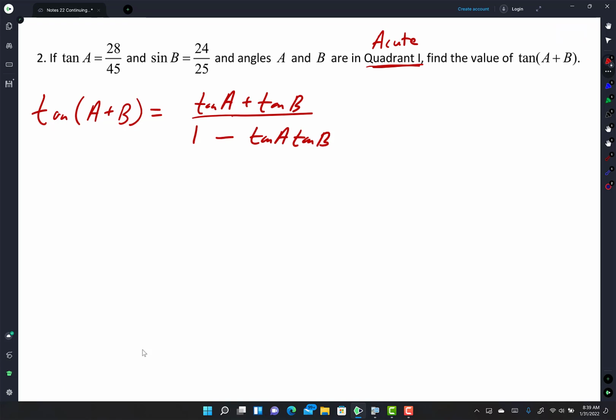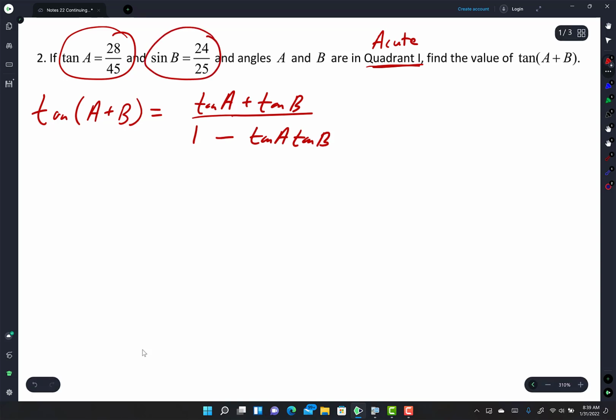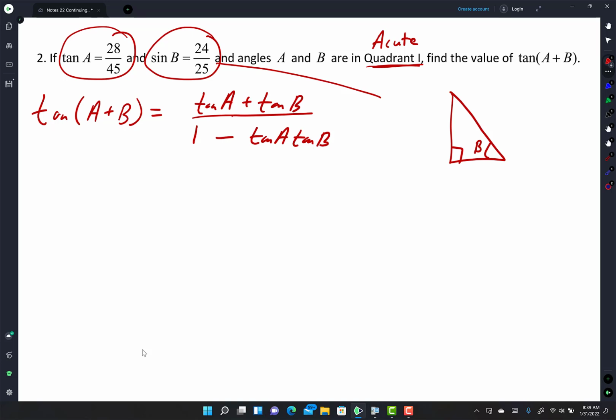All right, let's figure out our numbers. We already got tan A. We need to figure out tan B. So let's get tan B from the sine B here. You're going to draw a right triangle. Here's angle B. You can draw a quadrant 1 if you wanted to, but we know it's acute. Sine is opposite over hypotenuse, so 24 over 25.